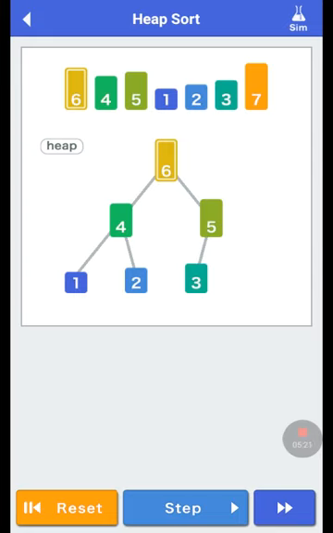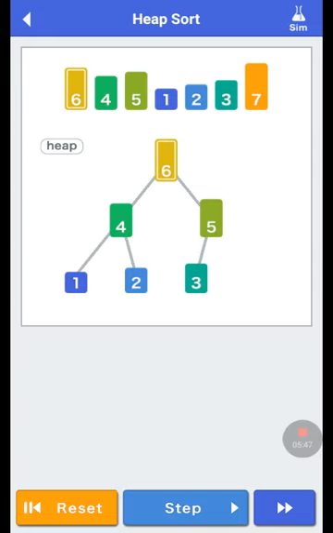There. As we can see, there were two swappings to occur in order to enforce the property. If we examine the tree all over again, we can see that the parent 6 is indeed greater than its two children 4 and 5. The parent 4 is indeed greater than its two children 1 and 2. And the parent 5 is indeed greater than its single child, which is 3.